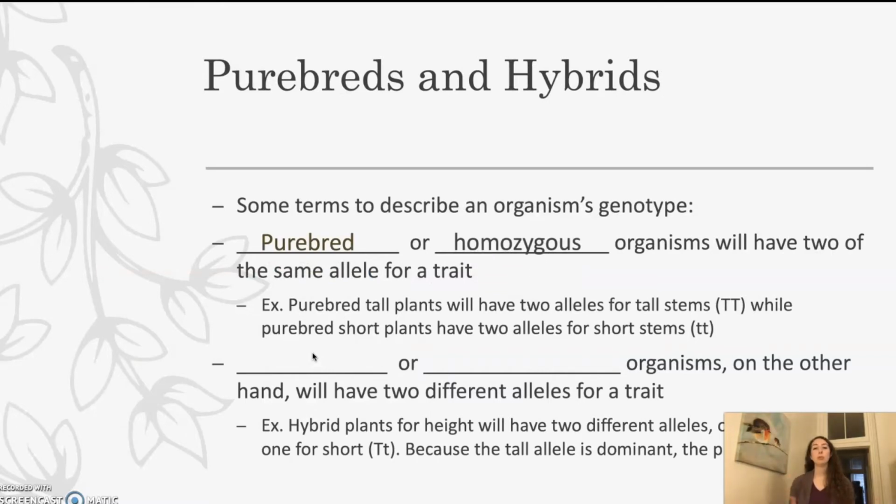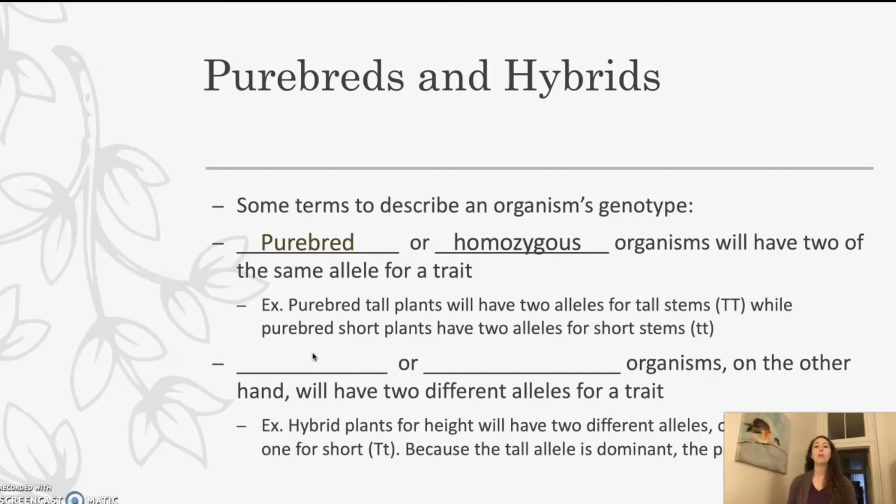So, some terms to describe genotype. We have these terms, purebred or homozygous. These have two of the same alleles, two of the same versions of a gene for a trait. So if they have two dominant alleles, for example, they are purebred or homozygous dominant. Or if they have two recessive alleles, they would be purebred or homozygous recessive. So we have our example there.